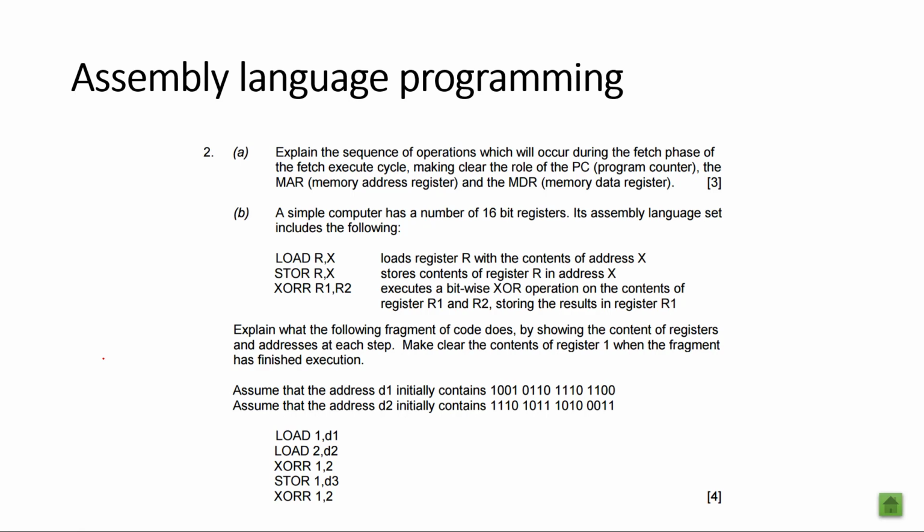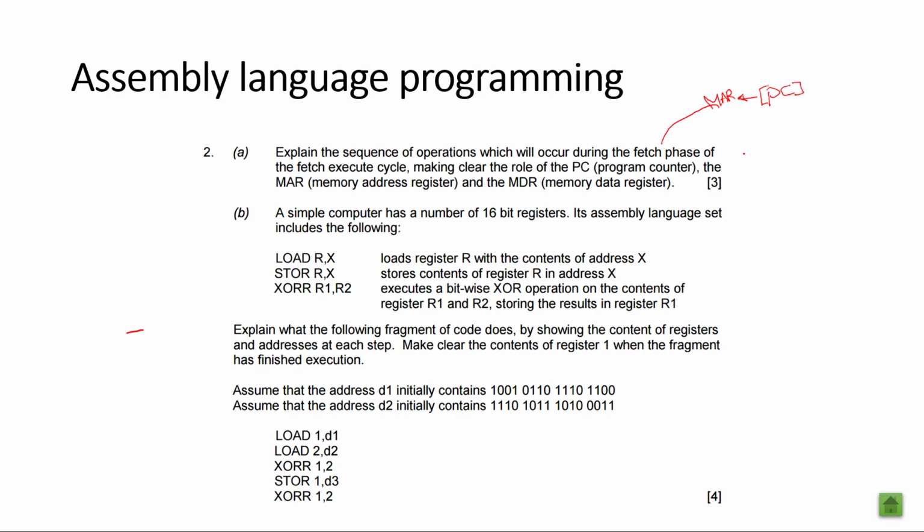Now this 3 marker is asking you to explain what's going on in the fetch phase of the fetch-decode-execute cycle. If you remember from a diagram before, the address of the next instruction is copied from the program counter to the memory address register. So the contents of the program counter is passed into the memory address register, and you'd explain that using a sentence.